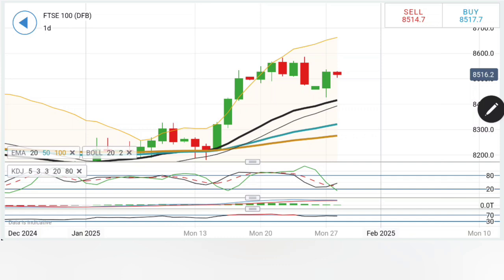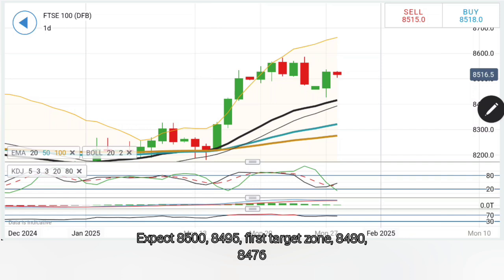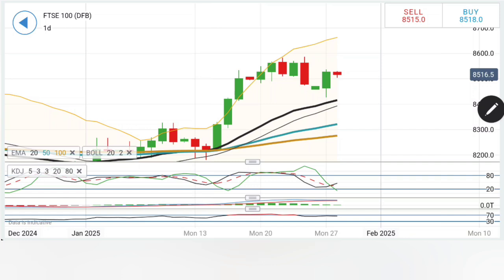And thus I will recommend you to sell here at 8508 levels. Expect 8500, 8495 as the first target zone, 8480, 8476 as the next target zone, and then if it draws below this, 8460 the first, 8450 the next, and 8435 the third. If these three levels are taken, I think we are looking forward to 8400 levels very soon. Take your trades, take your positions accordingly.